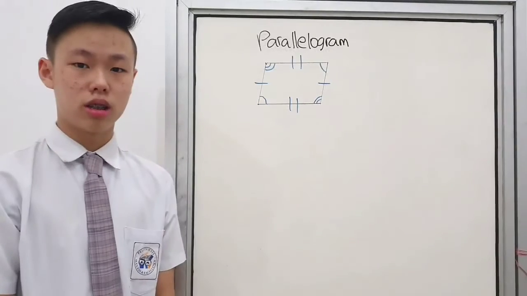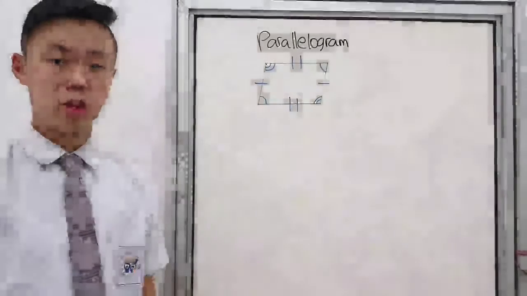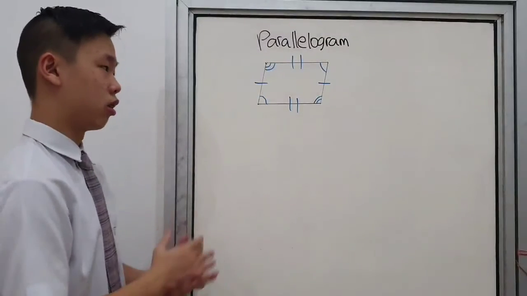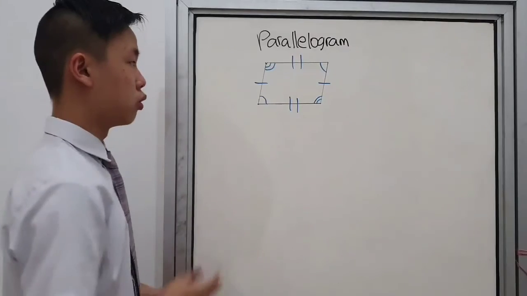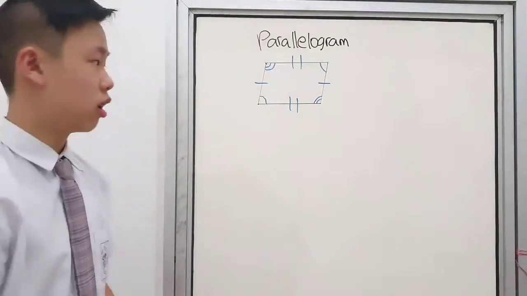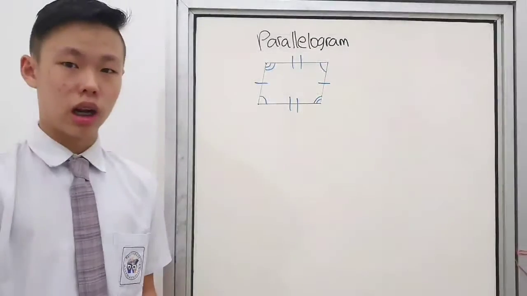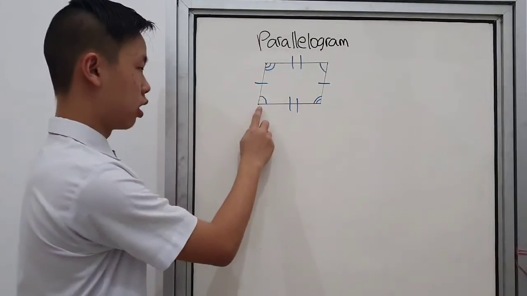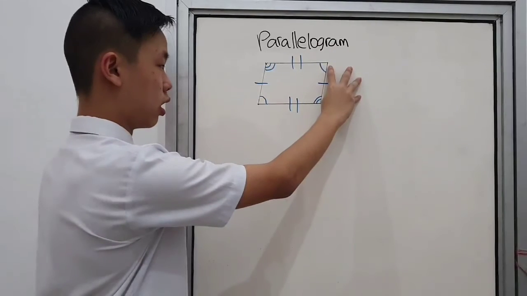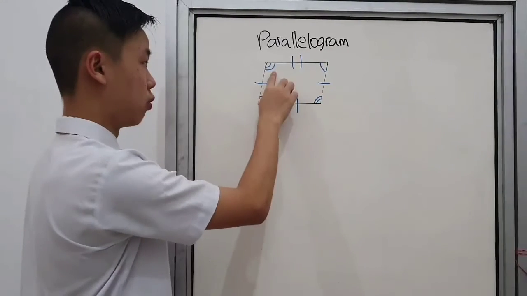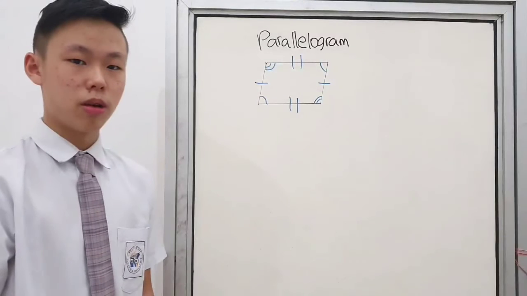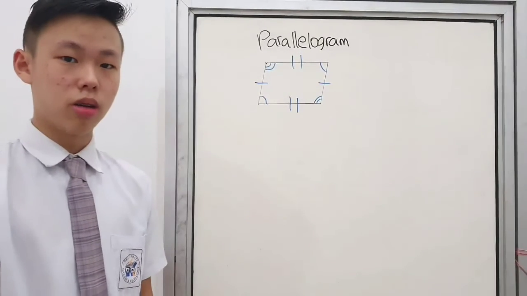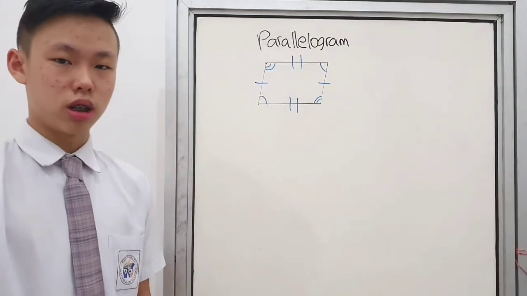So the third quadrilateral is the parallelogram. A parallelogram is almost the same as a rectangle. It has 2 pairs of sides of equal length, then 2 pairs of parallel lines, and opposite angles are equal. So the angles here are the same as the angles here, and the angles here are the same as the angles here. A parallelogram doesn't have a line of symmetry but has 2 rotational symmetry.